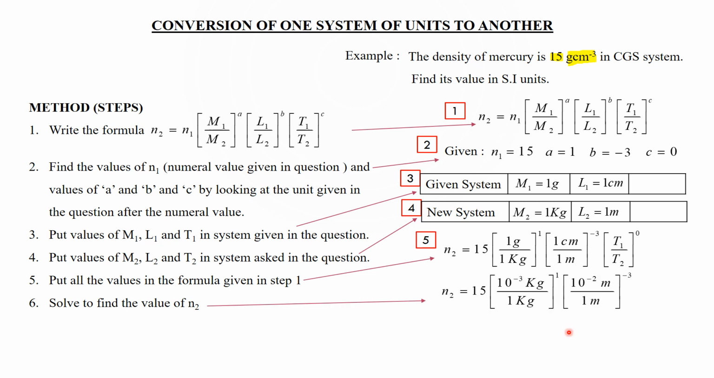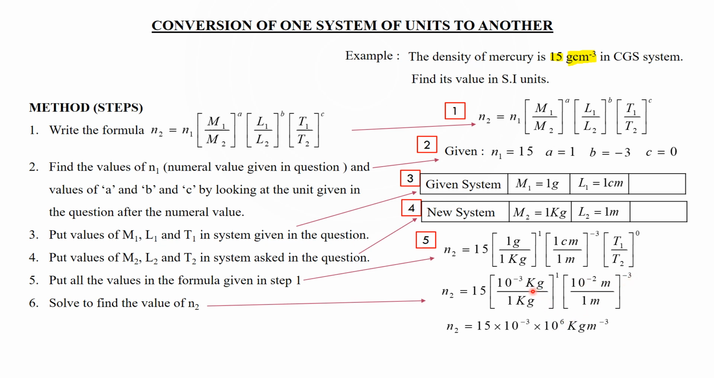Okay, so let's solve. Now children, the key here is that you have to convert the numerator in terms of the denominator. That means 1 gram has to be written in terms of kg. That's why it is 10 to the power of minus 3 kg. 1 centimeter is to be written in terms of meter. That's why 10 to the power of minus 2 meter. Okay. Next step. 15, then 10 to the power of minus 3 to the power of 1 is 10 to the power of minus 3. 10 to the power of minus 2 to the power of minus 3: minus 2 into minus 3 is 6. So 10 to the power of 6.